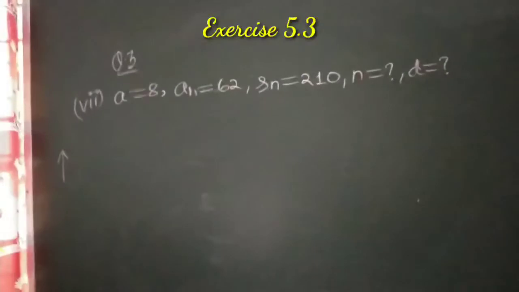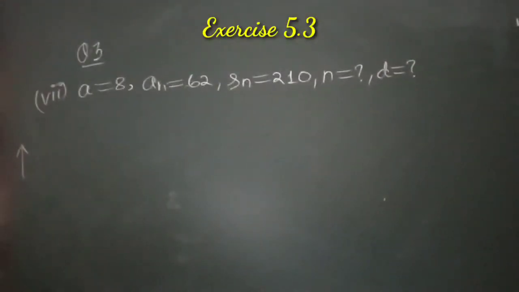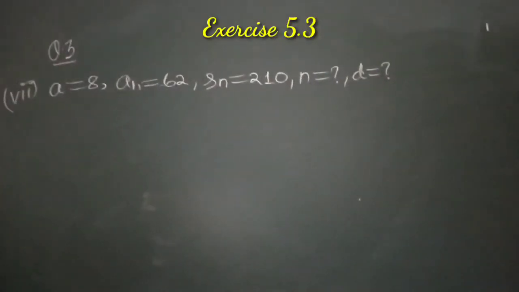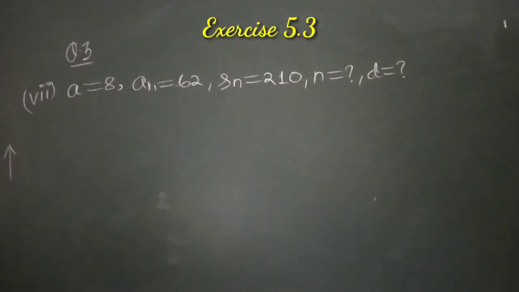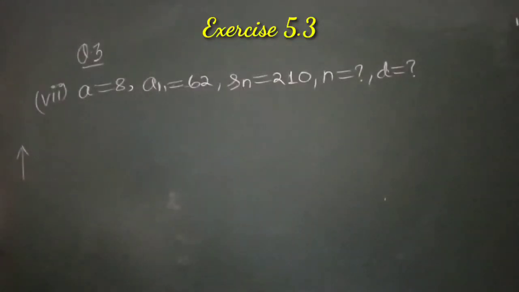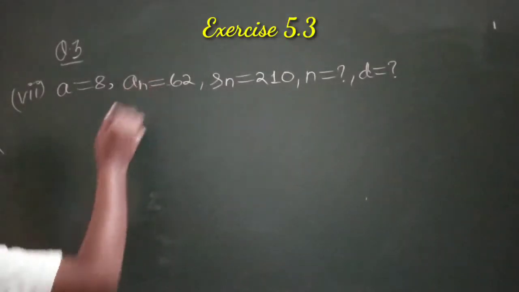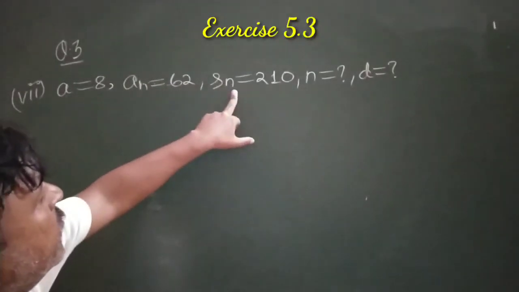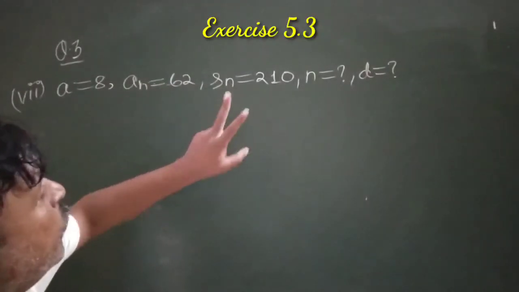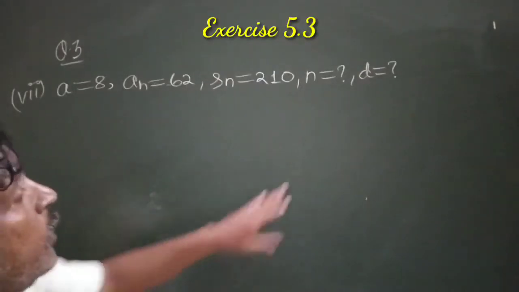Now students, see question number 3, part 7 on the board. In this question also, we have the value of a, the value of an, and Sn, and we have to find n and d. So how to do it? We can use the formula of the nth term here, and here we will use the formula of sum. Then we will get two equations which we will solve to find the values of n and d.